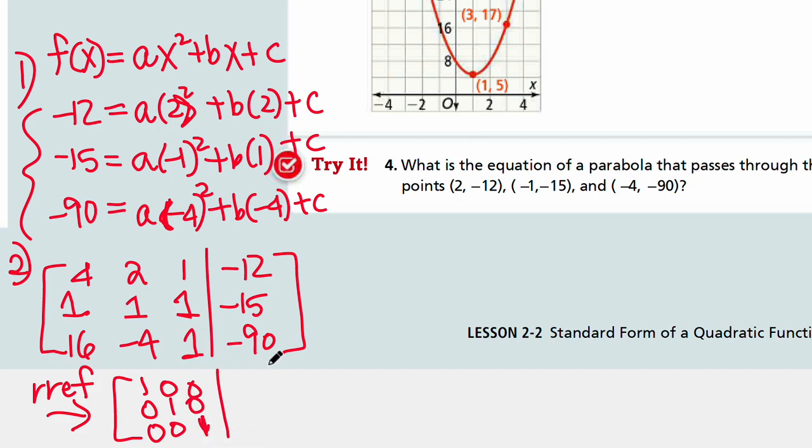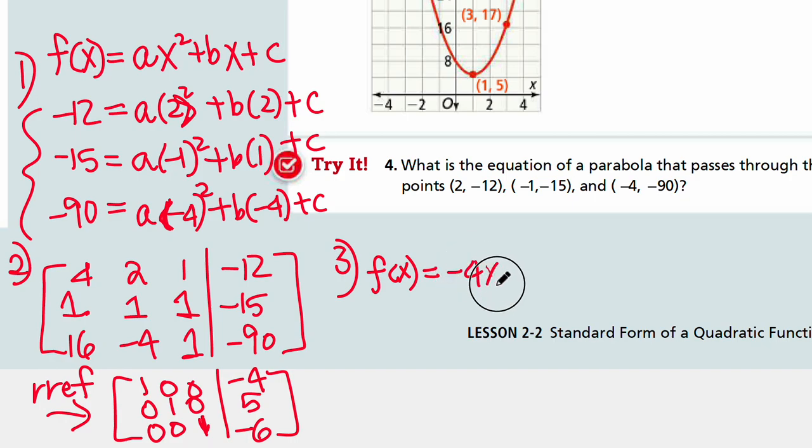You can use technology, or if you want to practice your matrix solving skills, you can also do that. Use the properties of row operations for matrices. And then you'll get a is -4, b is 5, c is -6. And so plug it in, substitute into your equation. I'm going to use f of x, okay? f of x is equal to -4x squared plus 5x minus 6.